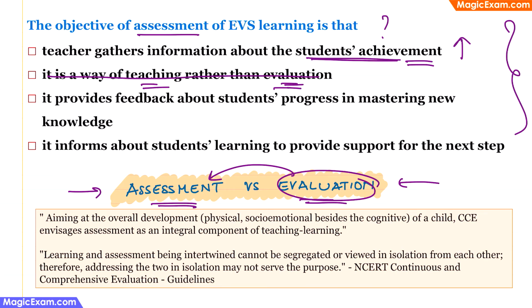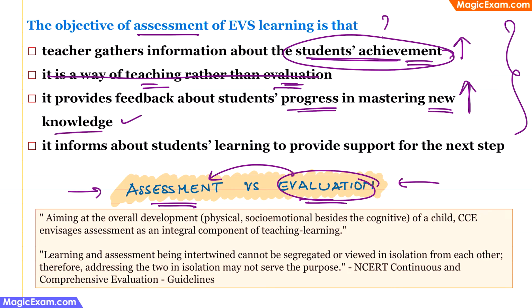Next, it provides feedback about the student's progress in mastering new knowledge. This is a correct statement. However, when you look at it from the context of the first one, which is talking about the student's achievement, whereas this is just about the student's progress in a specific new knowledge. So this is a smaller statement. Therefore, this can be discarded. And the last one is it informs about the student's learning to provide support for the next step.